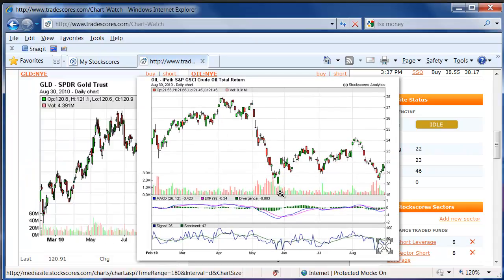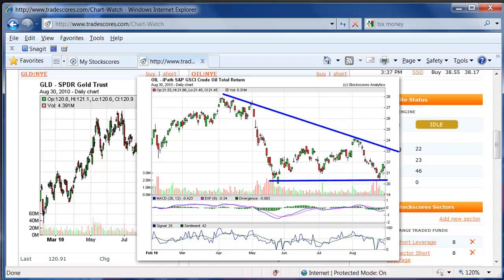Oil has fallen off sort of in the opposite direction of gold and hit support and bounced, which is what we'd expect to have happen. So we do have some pretty good support there. But the bias is down. We have a downward trend line.